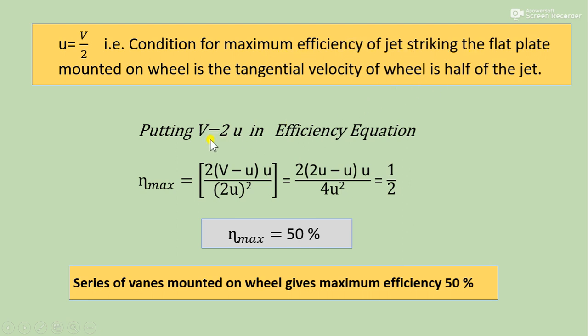Now putting this, that is capital V is equal to 2u in the efficiency equation, we can have eta max, that is 2 into (V is 2u minus u) into u divided by 4u square. So cancellation of terms, we get half, that is 50%. So we can say that series of vanes mounted on wheel gives maximum efficiency 50%.